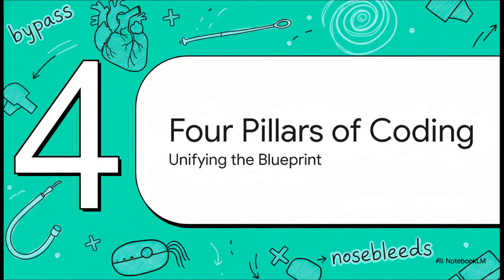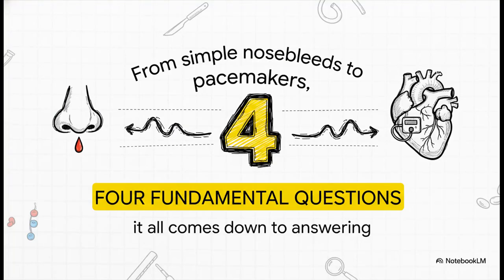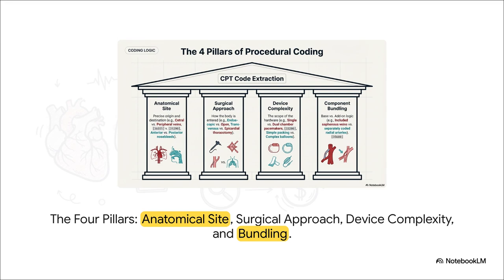So we've gone all the way from a simple nose bleed to a complex pacemaker. I know, it feels like a massive leap, but now we're going to zoom all the way back out, and I'll show you these simple, universal principles that connect every single one of these things. This is the universal grammar of surgical coding. It might seem really complex, but I promise you, everything we just went over, from the most basic procedure to the most advanced, it's all built on a foundation of just 4 fundamental questions. And here they are, the 4 pillars of procedural coding. This is the secret language right here.